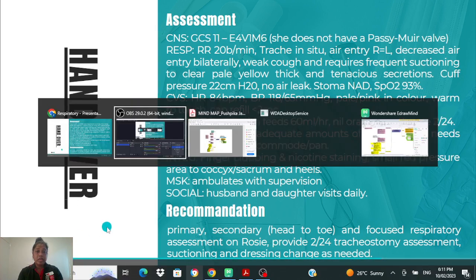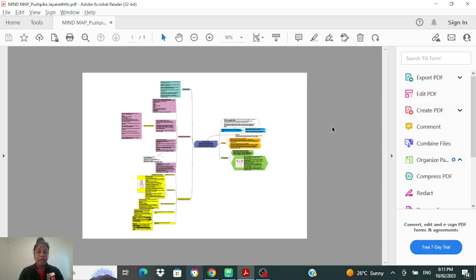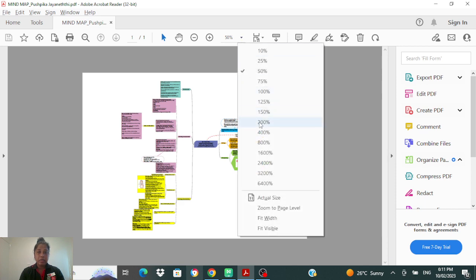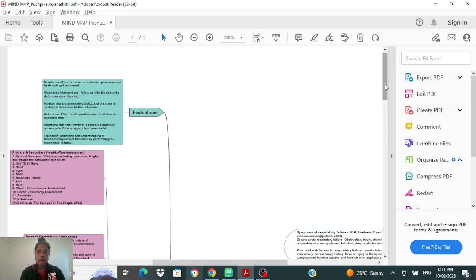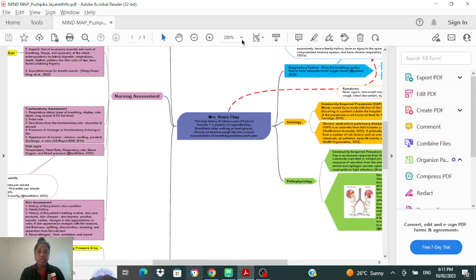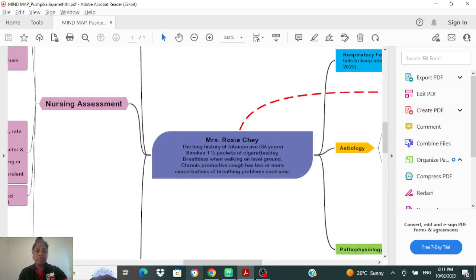For Rosie's case, I made a mind map, getting all the information cycle from the case study. This mind map mainly includes etiology, pathophysiology, and nursing management, including assessment, interventions, and evaluation. Because it's a bit large, I have to zoom in, and I'm not going through all the information due to time. So this is Ms. Rosie J.